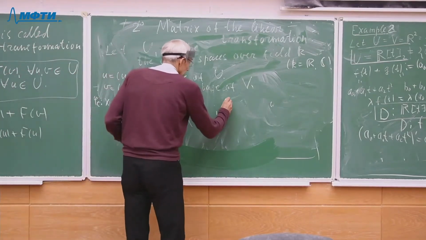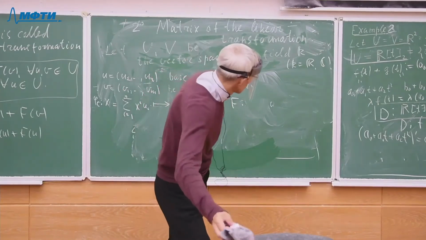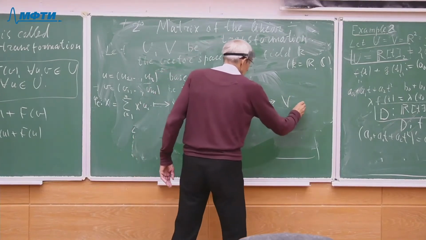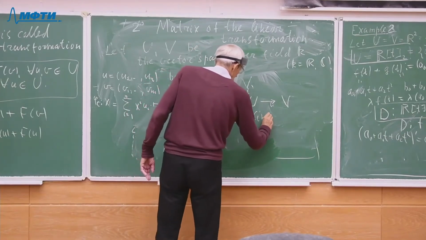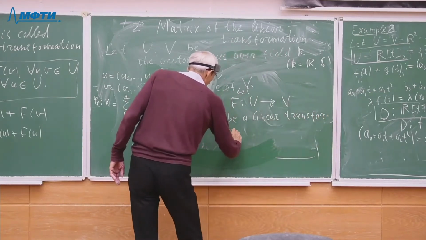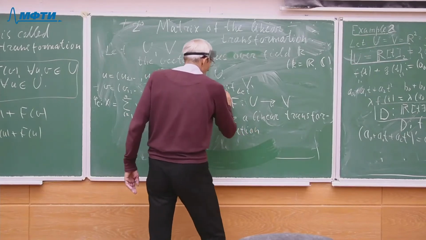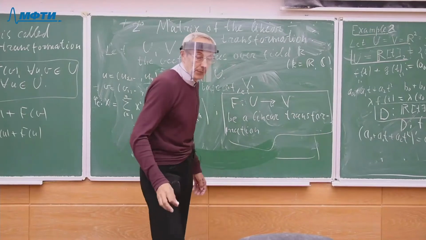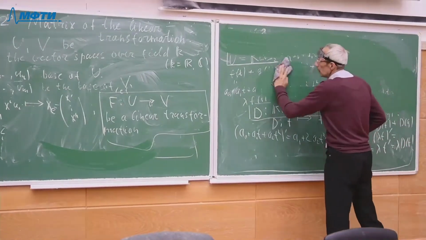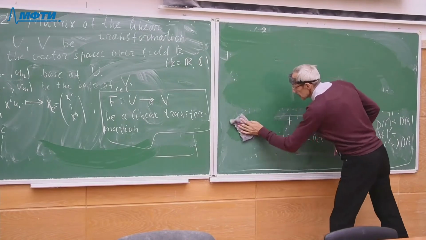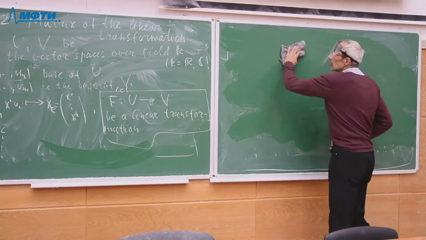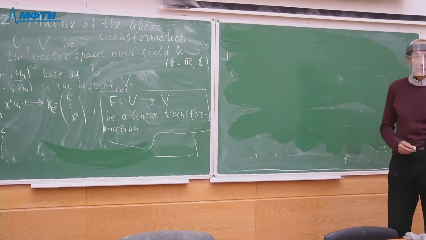Let f be a linear transformation from U to V. Now we correspond to this linear transformation some matrix, which we will call the matrix of the linear transformation.